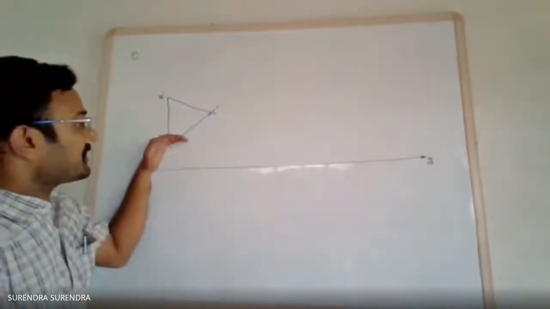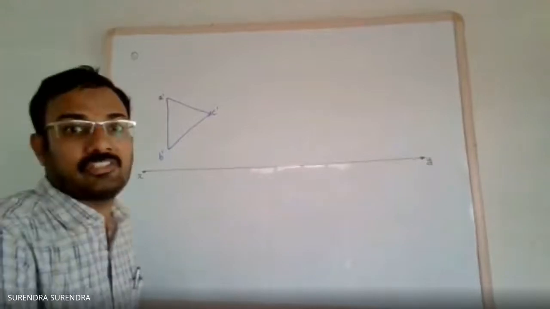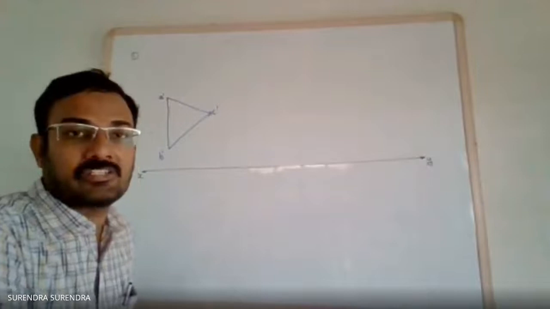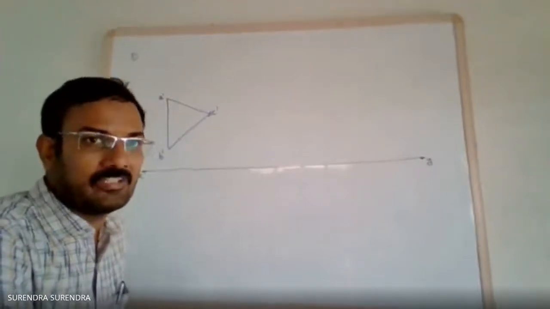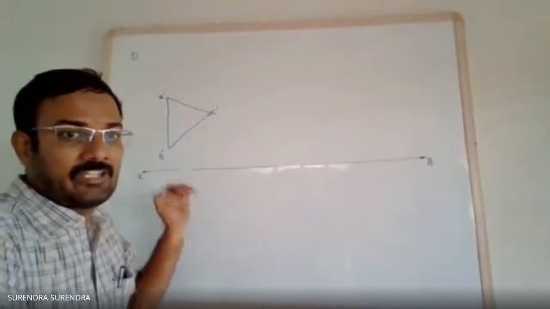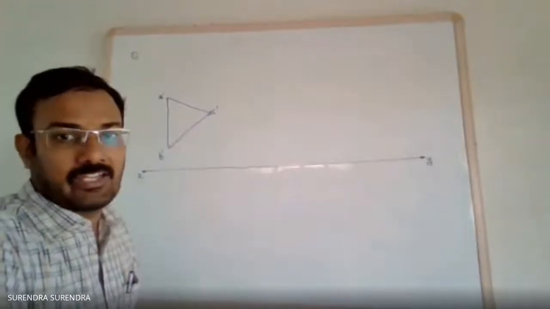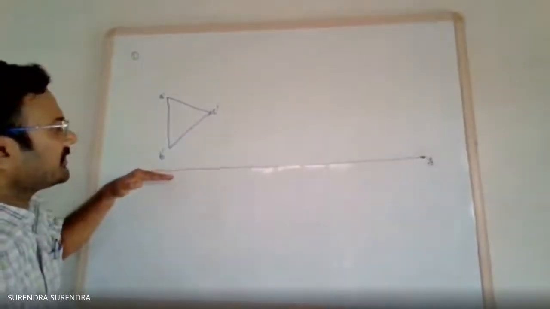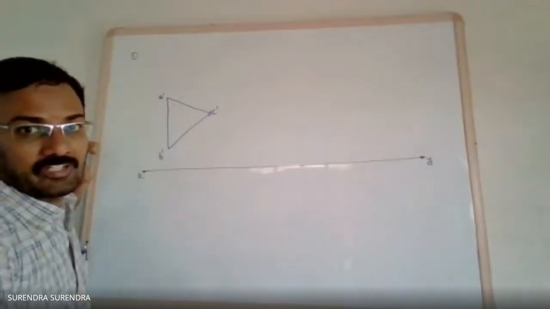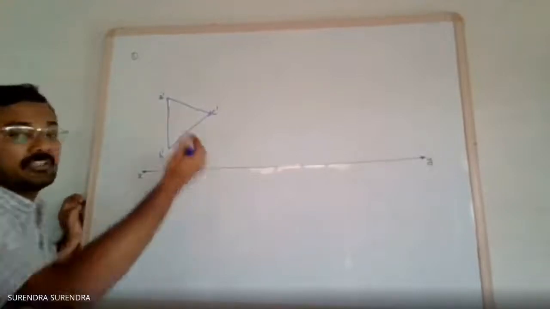Coming to the distance of the surface from the horizontal plane, it is not mentioned in the problem, so you can maintain any distance, but not on the XY line. Maintain a minimum of 2 to 3 centimeters from the XY line for point B dash. From B dash, draw a vertical line of length 50 mm to get point A dash. Now this is the front view.